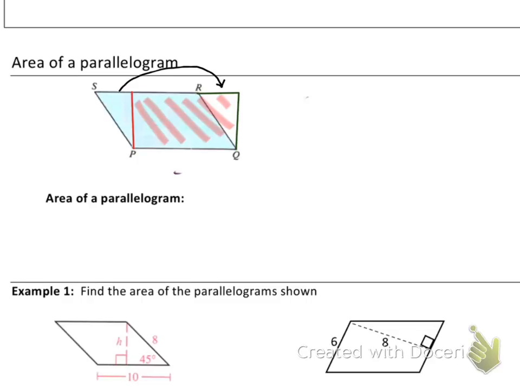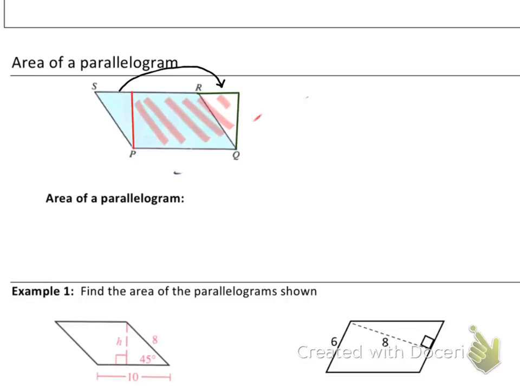Sorry. So Madison already said it. It becomes a rectangle. And how do I find the area of a rectangle? Yep, base times height, length times width, whatever. All I'm looking for is PQ and this height right here. So I just need to find this line right here.